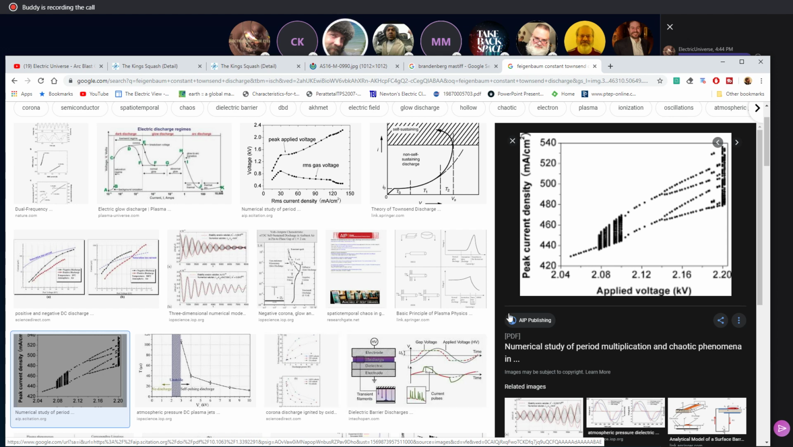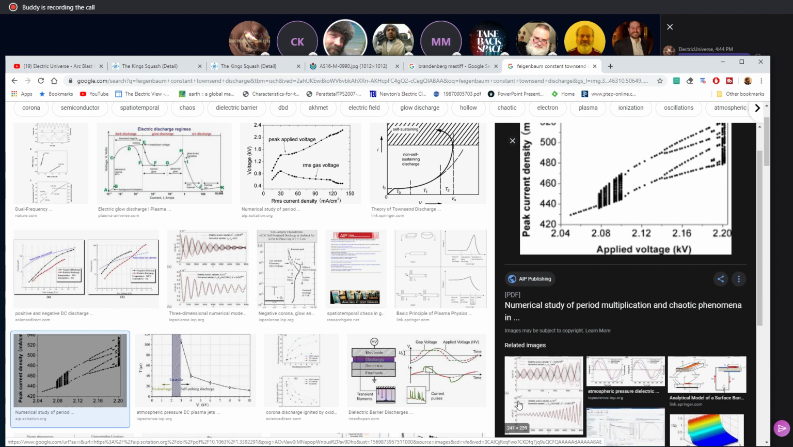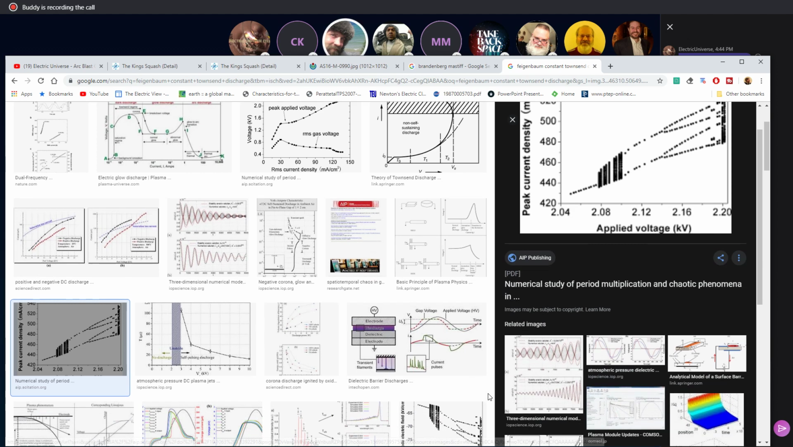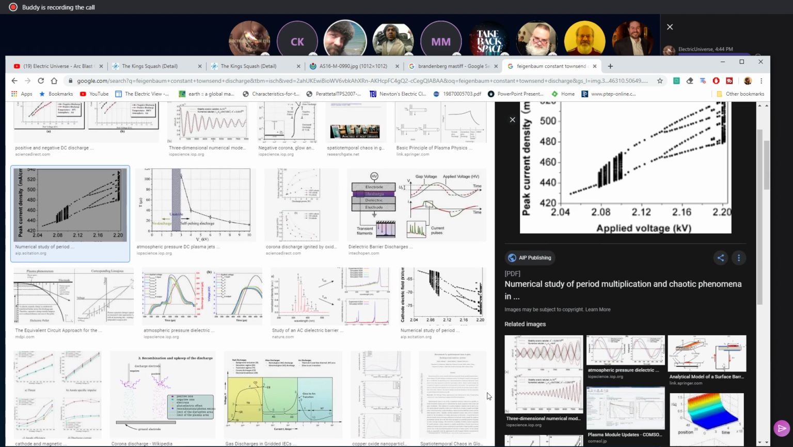I would have to say someone's already thought of this. I knew as soon as I went to it: numerical study of period multiplication and chaotic phenomenon in electrical voltage. So you have applied voltage for pink current density, and you start getting the Feigenbaum. Very nice. I didn't even think that's a thing. It leads me in the right direction. You definitely nailed it. I wouldn't have figured this out. Well, that's what you do.